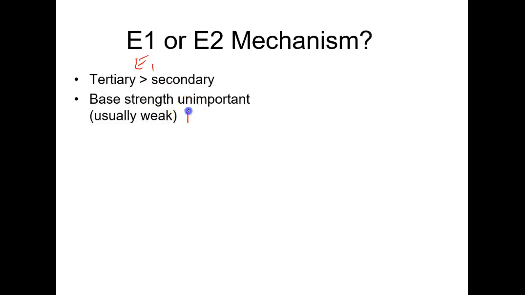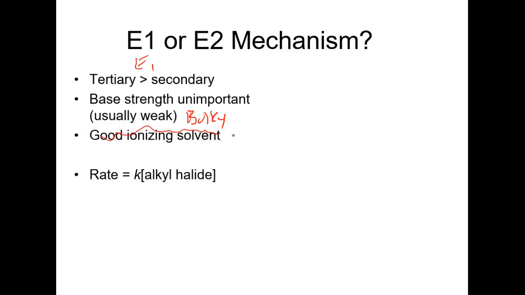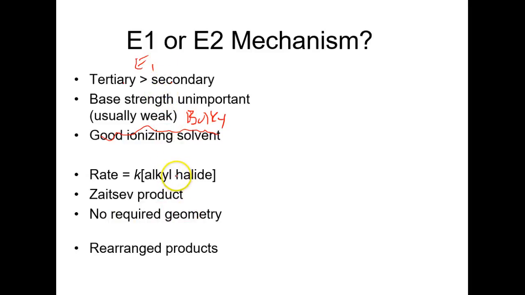Usually you want weak. You also want bulky. Again, your book does not discuss this, but that's what you want. Don't worry about the solvent choices. We're not going to worry about solvents. The rate is just dependent on the alkyl halide, Zaitsev's product. The geometry is not important. You do not care if this is anti-coplanar because you form a carbocation.